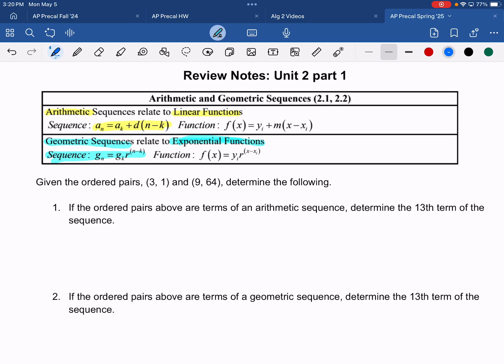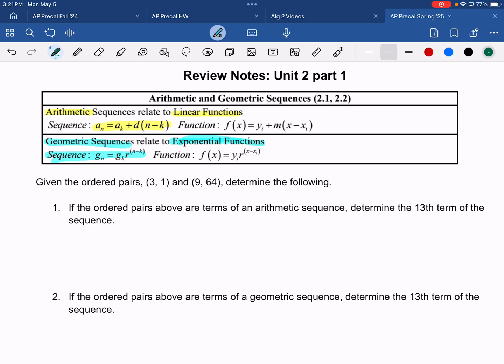So it says, given the ordered pairs (3, 1) and (9, 64), determine the following. If the ordered pairs above are terms of an arithmetic sequence, determine the 13th term of the sequence. Which terms have we been given? Okay, good. The 3rd and the 9th. Just remembering the input is the term number. So the 3rd number in the pattern is 1. The 9th number in the pattern is 64.